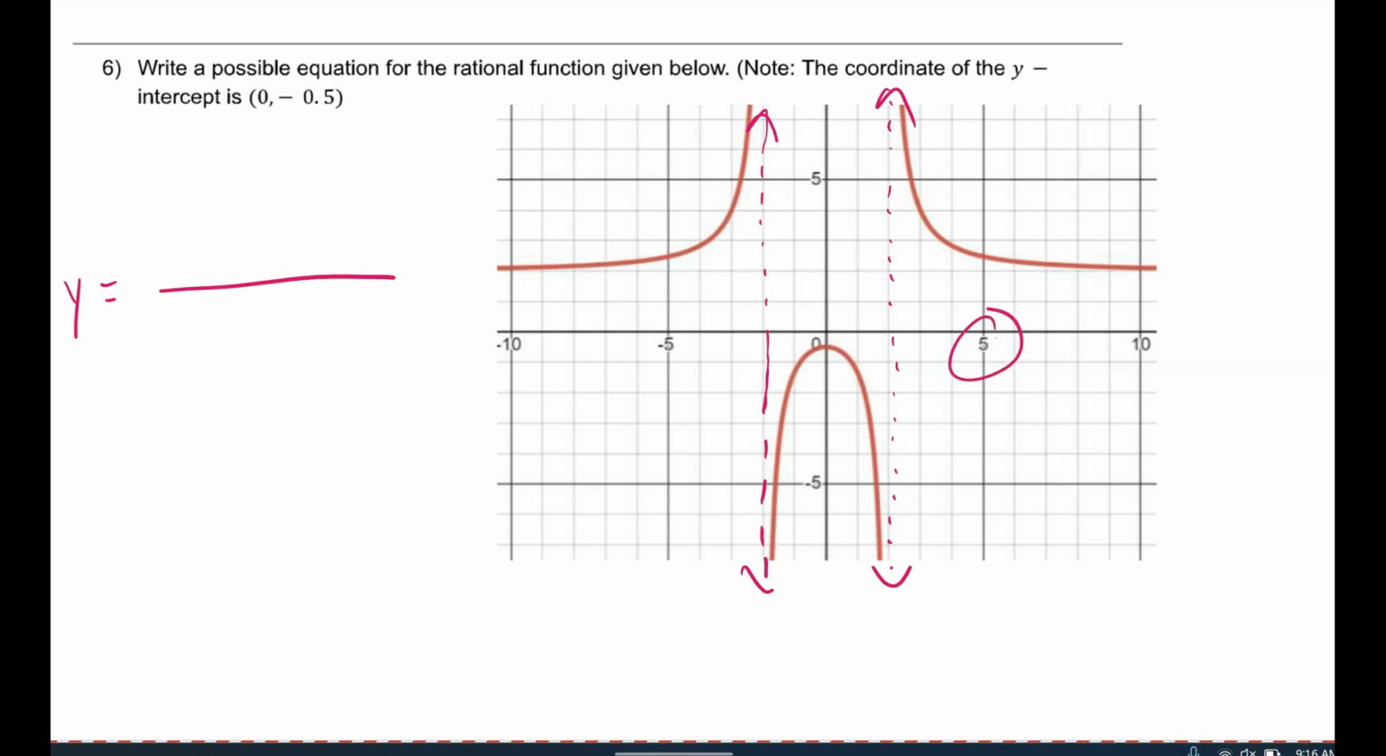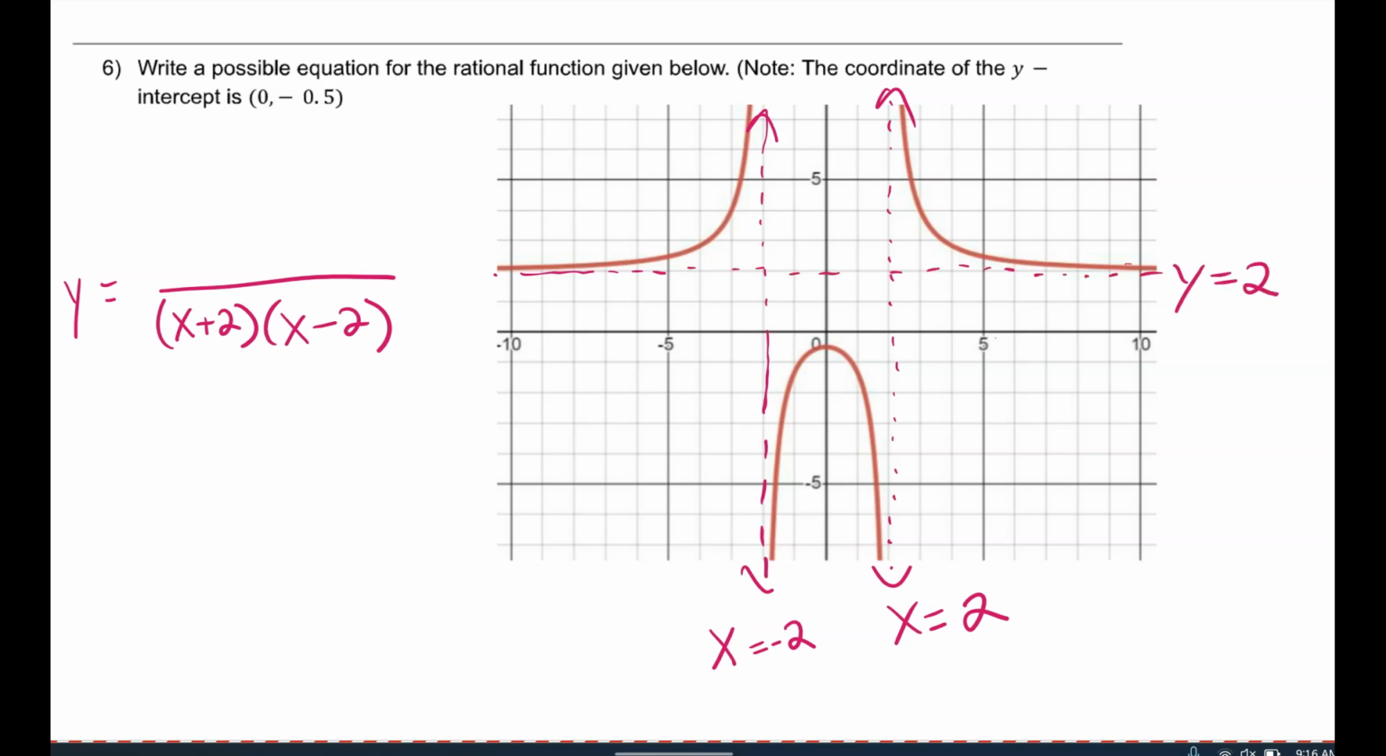Now, be careful with your scaling. These just go by ones. That's not to say that's always going to be the case. But I think at x equals -2 and x equals +2, those are my vertical asymptotes. So the factors that should appear in my denominator will be x plus 2 and x minus 2. Now, the next thing I notice is that there seems to be a horizontal asymptote up here at y equals 2.